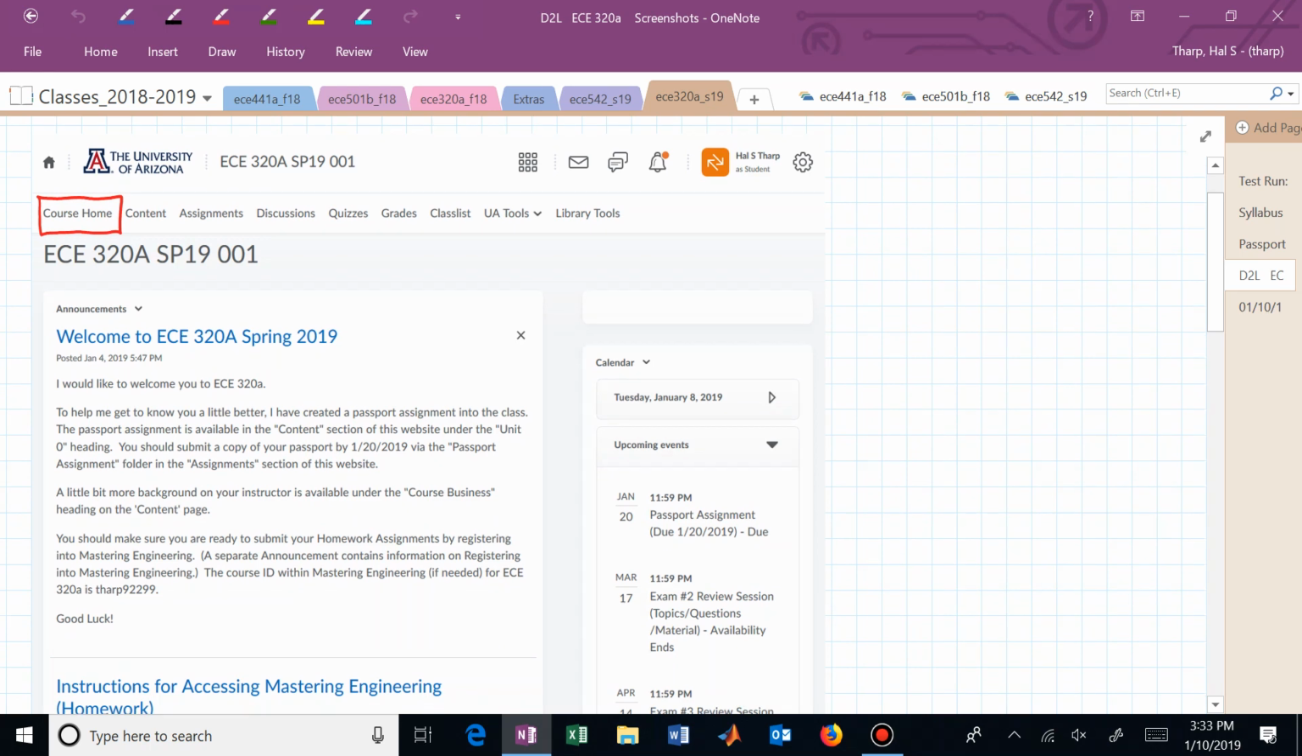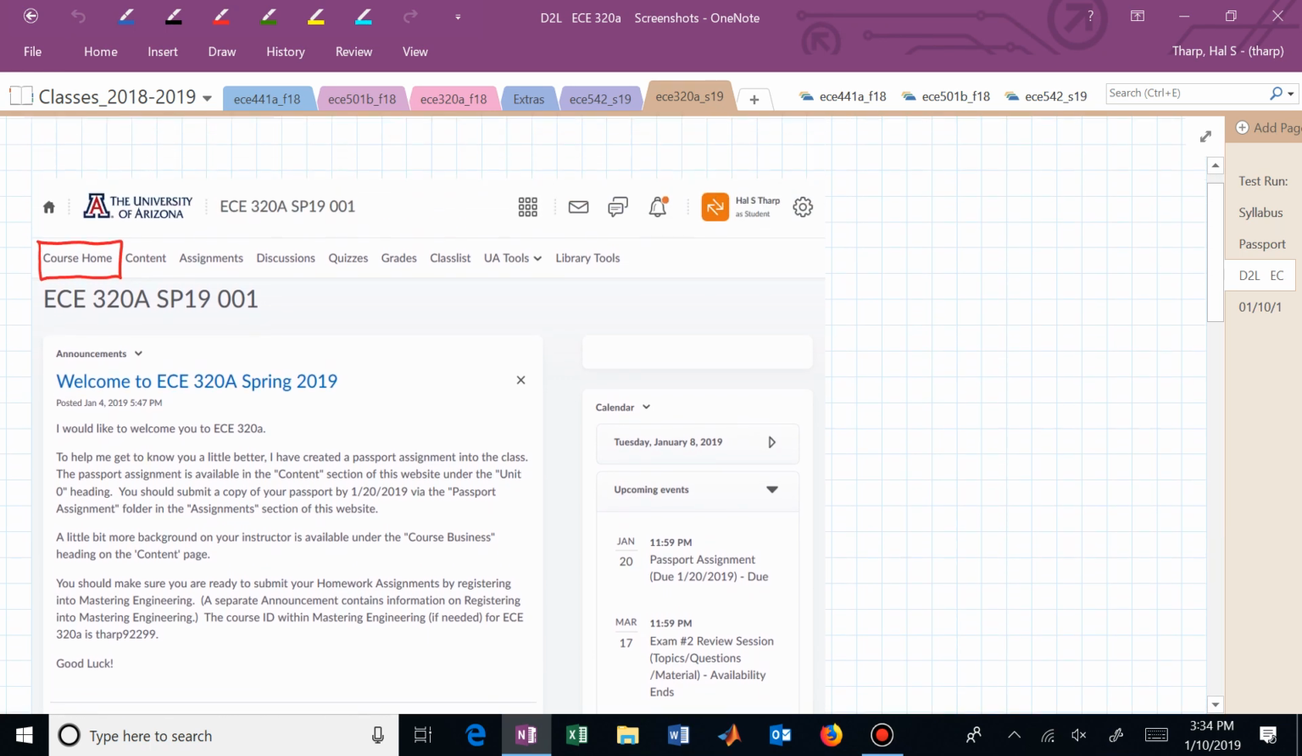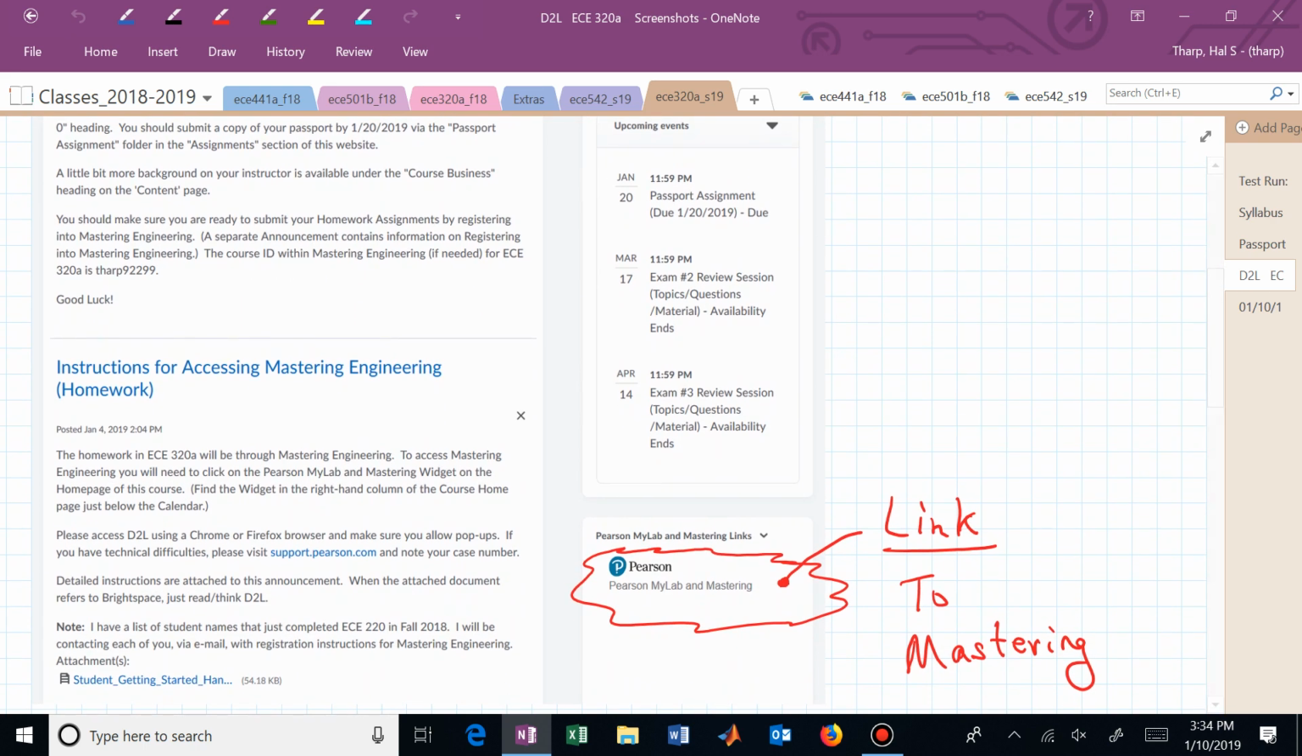Maybe before I do that, we'll talk about what it might look like as a student. Here I'm pretending to be a student on D2L, and this is the course homepage. How many of you have already found this link in the lower right-hand corner of the course homepage? You can then click on that link, and that will take you into the Mastering website to put in your information to gain access to Mastering, and you need that to do your homework. So you'll need access to Mastering in order to do the homework assignments.